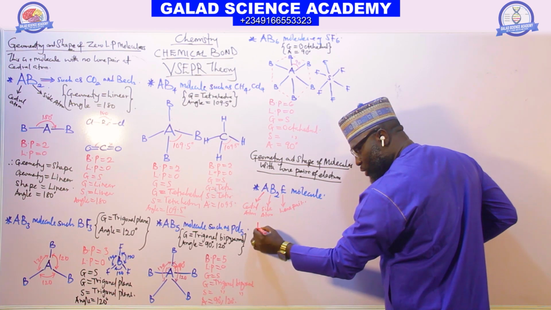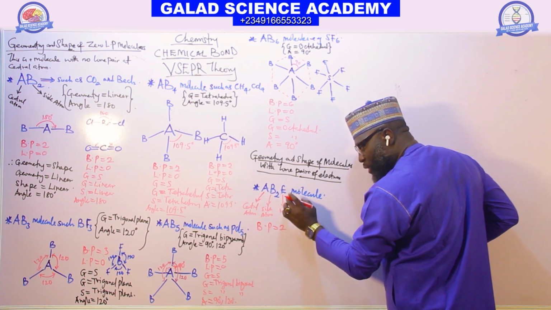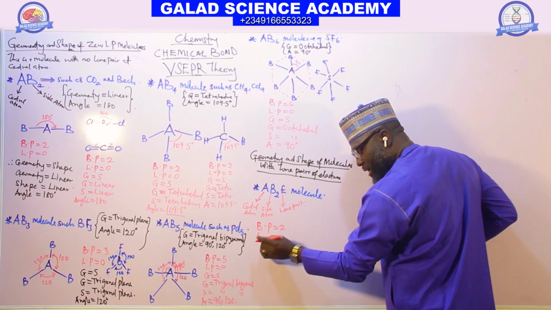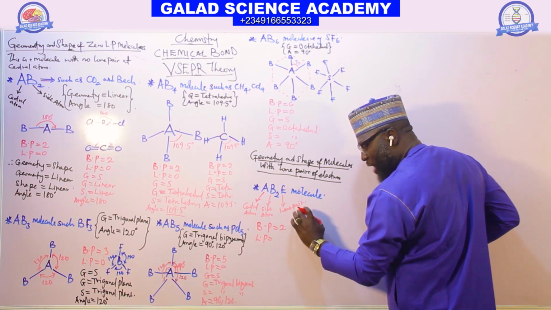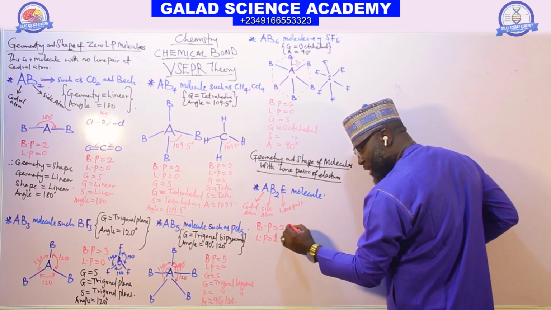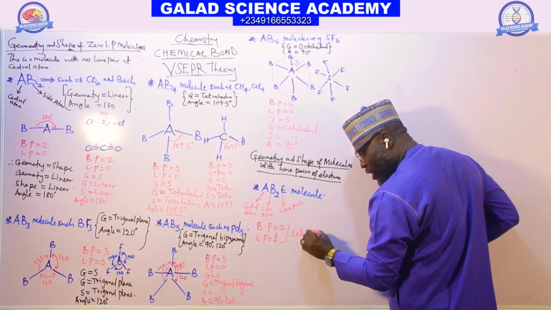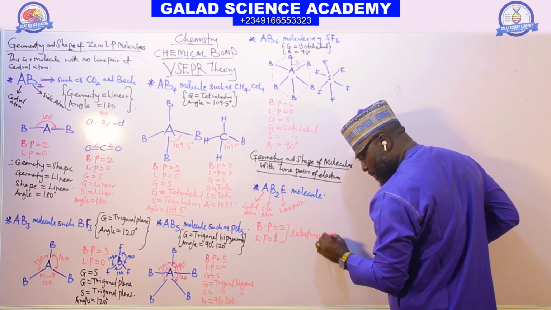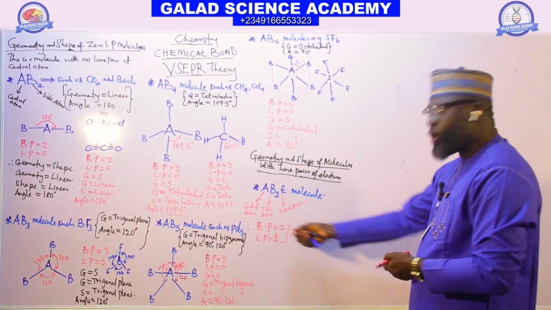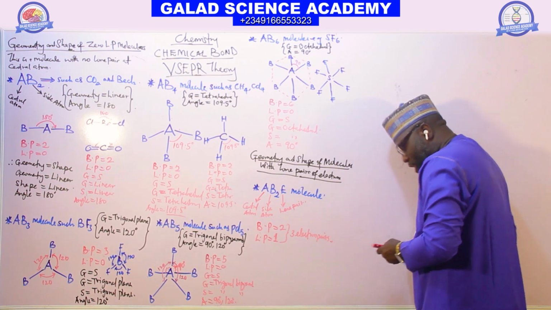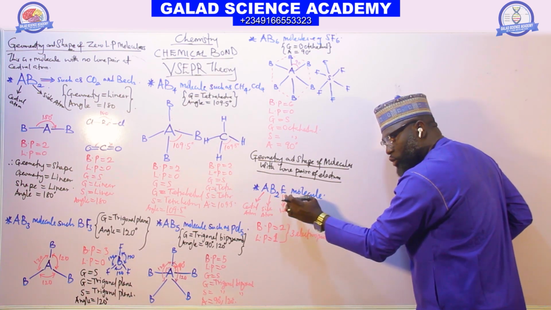From this diagram, we can say that the bond pair, which is this B, is 2. The E represents the lone pair. How many E do we have here? 1, one lone pair. If you now add them together, 1 plus 2 gives you 3 electron pairs. Do you know what we do now? This 3 electron pair is equivalent to this: this is 2, this one is 1, making it 3.